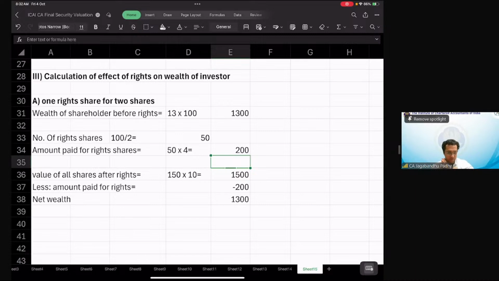Why use 10 instead of NPS? Value of shares after rights, no? Once the rights have been issued, the shares will be trading in the market at a price of 10. So therefore, we say it is 150 into 10, 1500. Okay, this was the value before the rights issue.